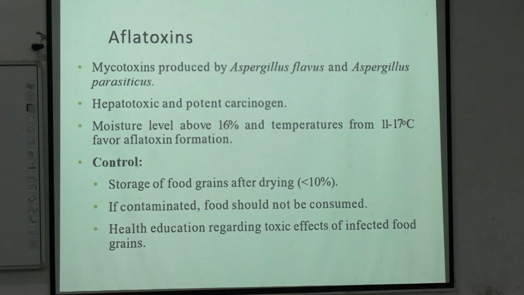Okay. Then aflatoxins. This is hepatotoxic, caused by Aspergillus flavus and Aspergillus parasiticus. Storage of foods with moisture level above 60% favors aflatoxin formation. Here again, food grains should be stored after drying. If contaminated, the food should not be consumed. As for health effects, aflatoxin is a hepatotoxic and potent carcinogen.